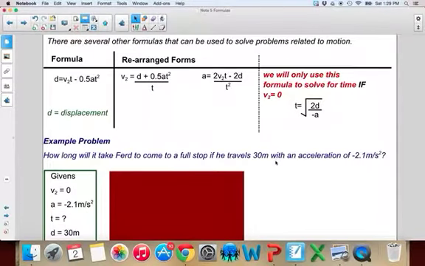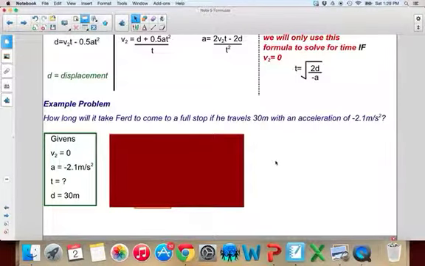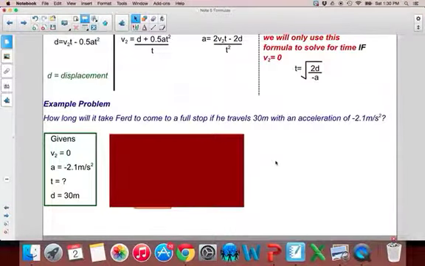By the way, I'm going fast with the assumption that you're pausing to write down stuff if you need to. So looking at the example problem: how long will it take Ferd to come to a full stop if he travels 30 meters with an acceleration of -2? So he's coming to a stop, so he's slowing down, obviously. So v2 is 0, coming to a full stop. That implies he's not starting at a stop, he's finishing. So v2 is 0, acceleration is negative. t is what we're looking for, how long. Generally, how long means a time.